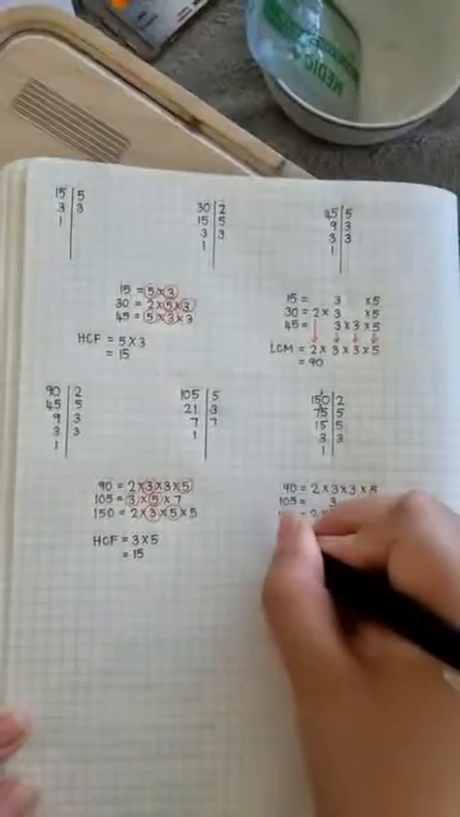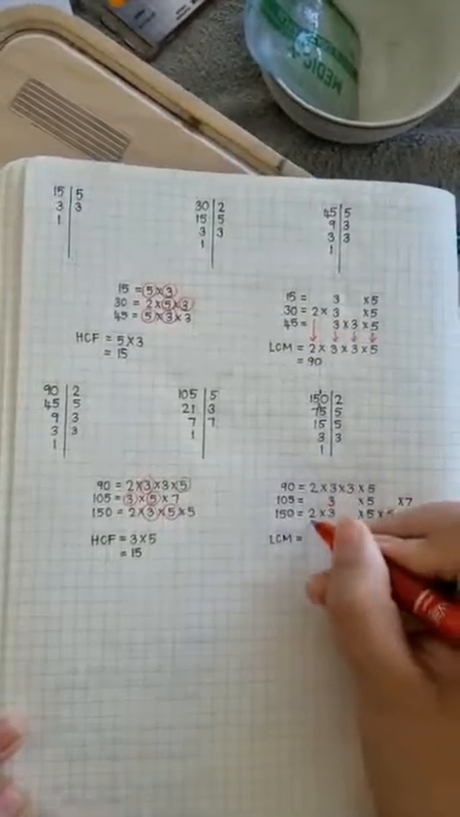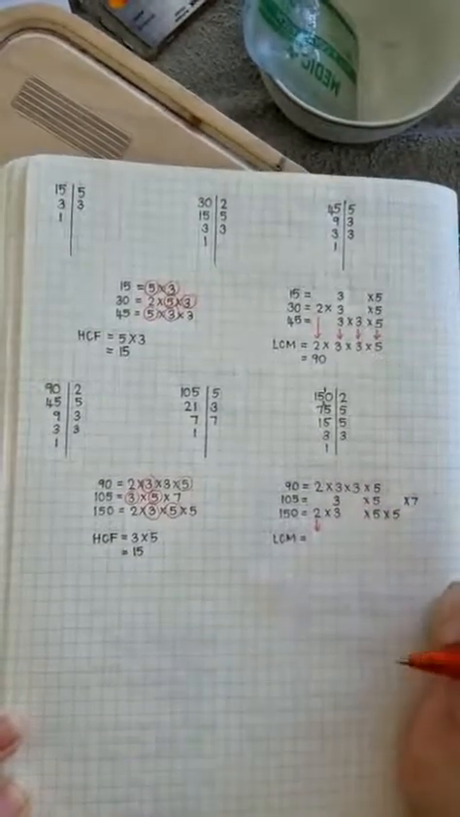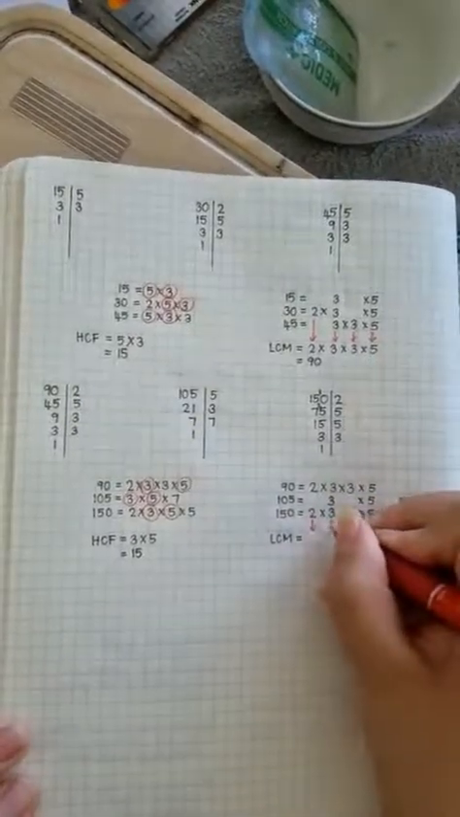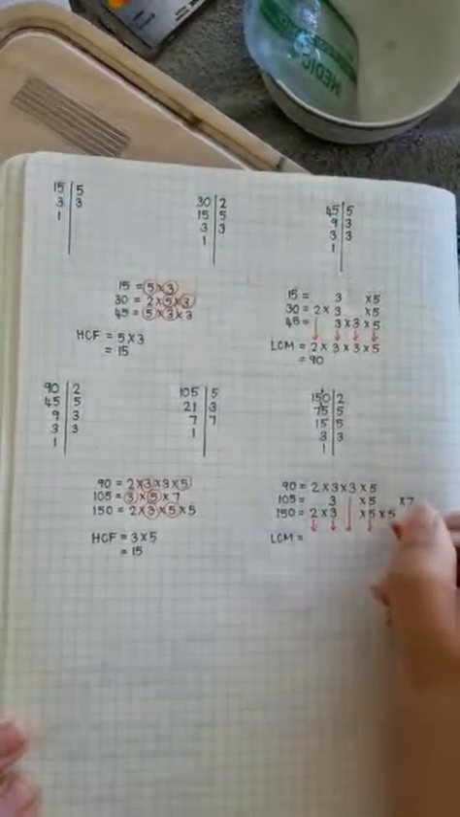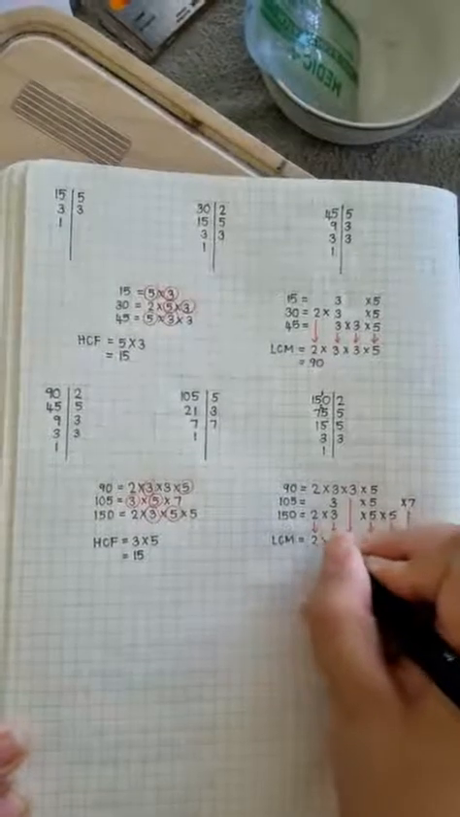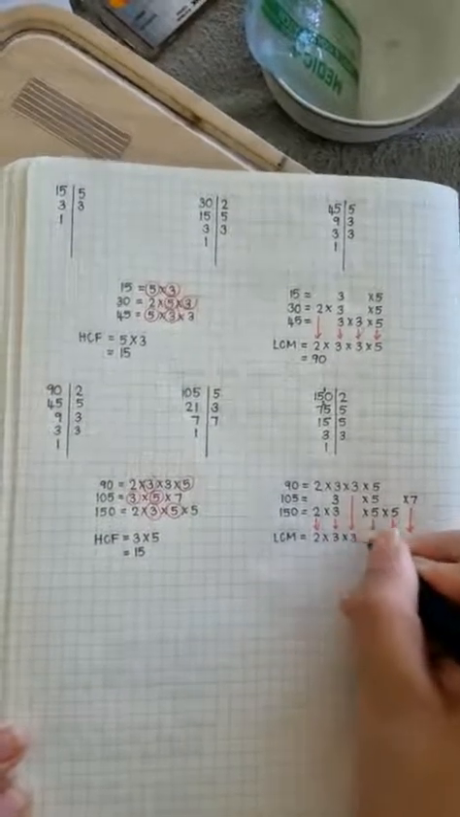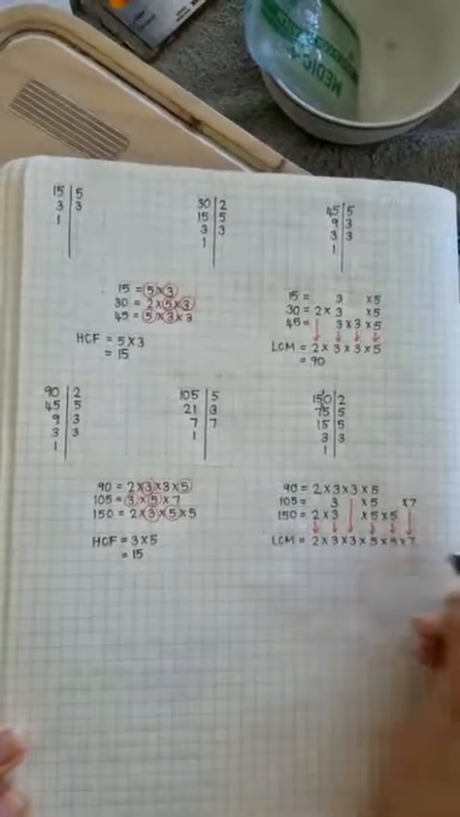Now for the LCM, we are going to bring down those numbers. From here, we're going to bring down those 2's, even though they weren't in all 3 numbers. We're still bringing them down. We're bringing down those 3's, that single 3, these 5's, this single 5, and this single 7. So we're going to have 2 times 3 times 3 times 5 times 5 times 7.